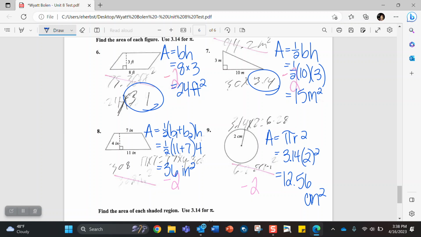So make sure when you're working with him that we're discussing that over and over again. Oh, this is a circle, we should have a formula with pi in it. This is not a circle, we should not be using a formula with pi.